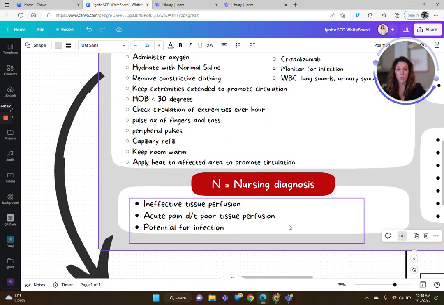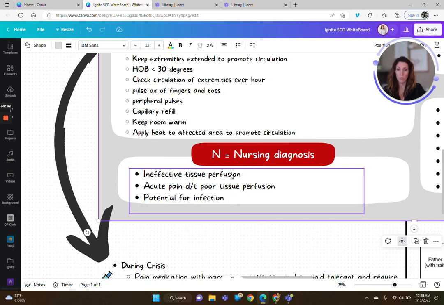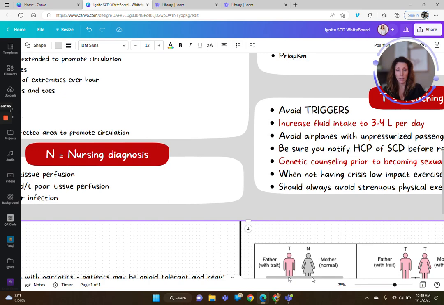Okay, this brings us to N, nursing diagnosis. So ineffective tissue perfusion. So we talked about how if these areas are occluded, they are not being perfused. So we're having ineffective perfusion, which then of course leads to ischemia. And then acute pain due to poor tissue perfusion. Talked about how these patients are often in a lot of pain. And then potential for infection. They're commonly going to get infections, and we need to address that.